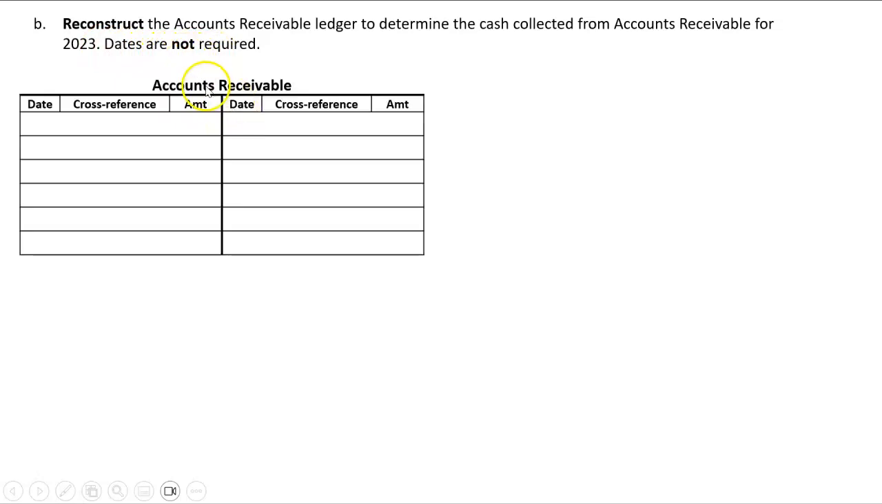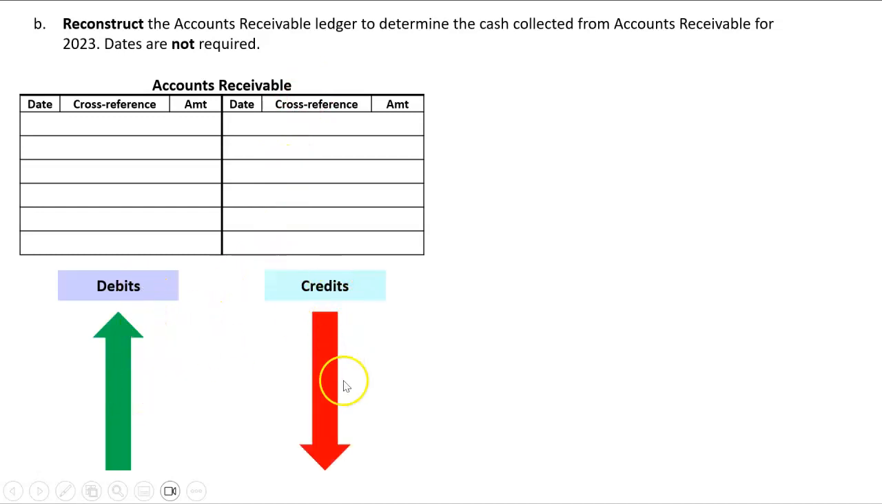So to do this, we need to know there's accounts receivable and there's its ledger, and we need to know what sort of account it is. It's an asset. So that must mean it goes up on the debit side and it goes down on the credit side. And then we need to remember everything that could go in this ledger. So the first thing is there will always be an opening balance on the debit side, and then there'll be a closing balance on the credit side.